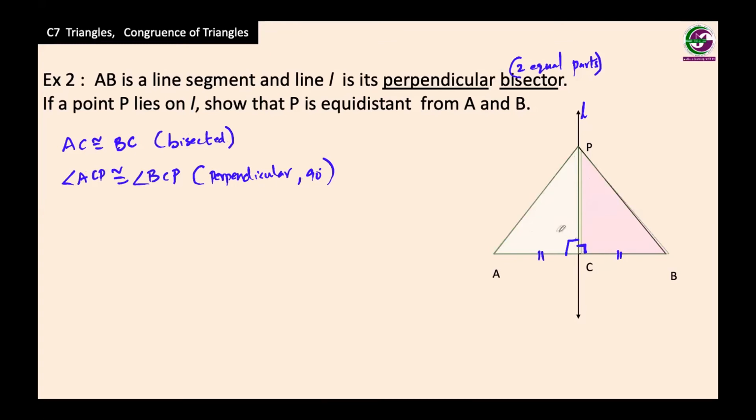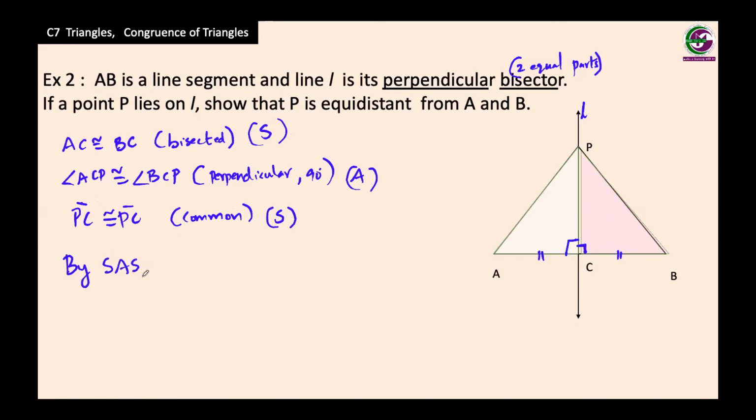Now, look at the side PC. PC is a side of the white triangle and PC is also a side for the purple triangle. So it's the same measurement. If PC is 8 centimeters, both of them have the same measurement. So we can say PC is congruent to PC. Why? Because it is a common side. So here we get a side, an angle, and again a side. So by SAS criterion, triangle ACP is congruent to triangle BCP.